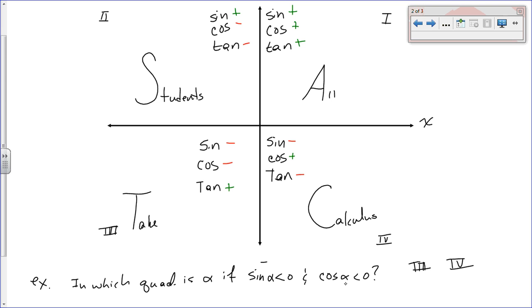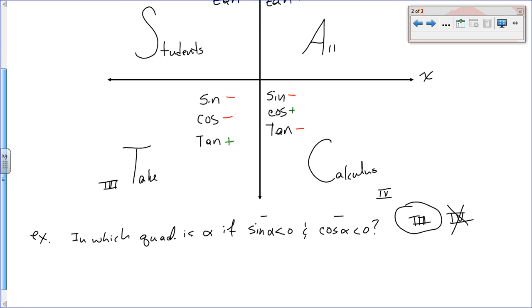Now we have to narrow these two down to where the cosine is negative. The cosine is negative in 3, but it's positive in 4. So that means our angle cannot be in quadrant 4, because if it was, our cosine would not be negative. So our angle has to be in quadrant 3, because that is the only quadrant where both the sine and the cosine are negative.